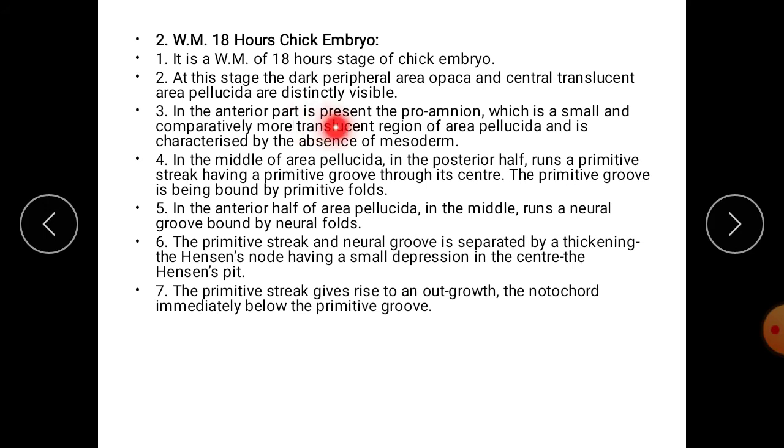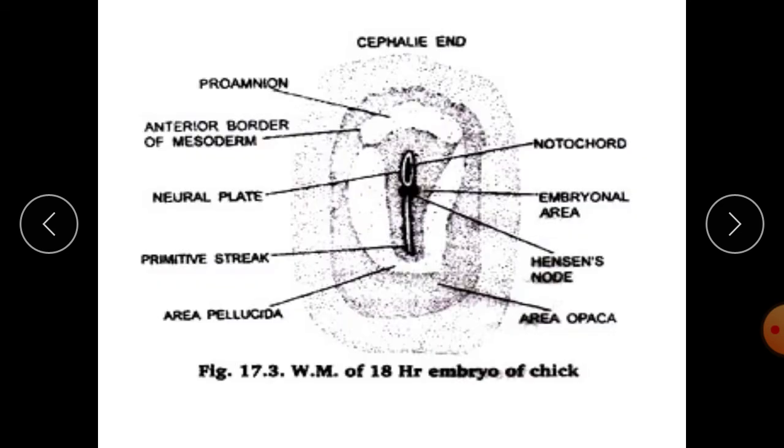In the anterior part is present the proamnion, which is a small and comparatively more translucent region of the area pellucida and is characterized by the absence of mesoderm. So this is proamnion, a very clear region, because it does not have mesoderm. Here mesoderm is present, but here mesoderm is absent. Therefore this is called proamnion. It is present anterior to the primitive streak.